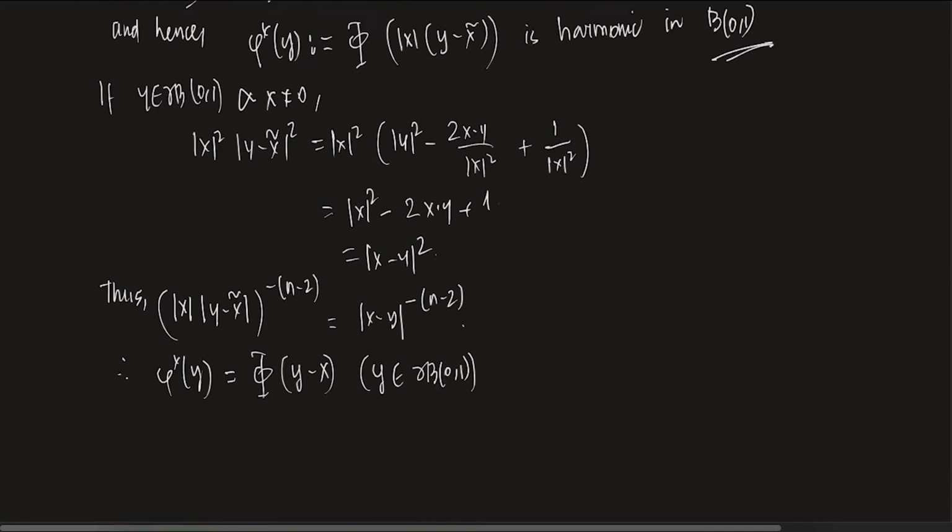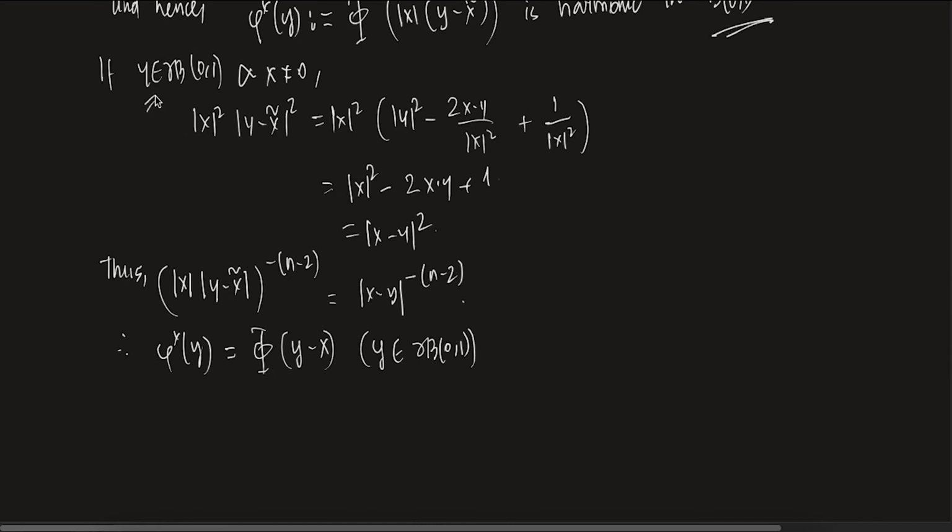n. Once I do this, then for any y on the boundary, you can show that mod x times mod y minus x tilde, whole power n minus 2, equals mod x minus y to the power n minus 2. For n greater than 2, this is the fundamental solution, right? So phi x of y is basically capital phi, the fundamental solution at y minus x.